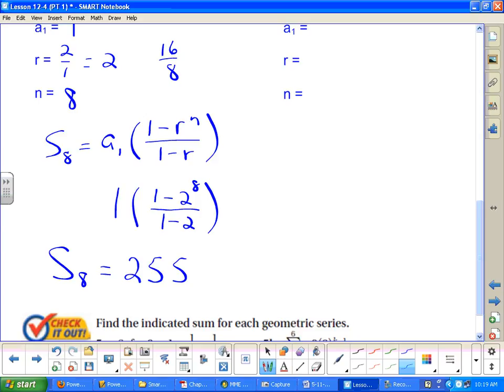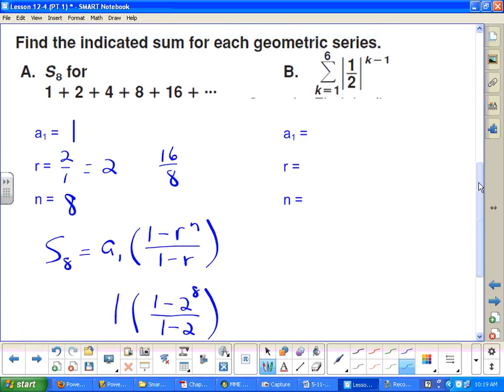All right. Let's look at letter B. The sum, as k goes from 1 to 6, of the absolute value of 1/2 raised to the power of k minus 1. Now, like I said, if you want, you can put in the numbers 1 through 6 for k, find the answers and add them up if you want. Or you could use the formula.